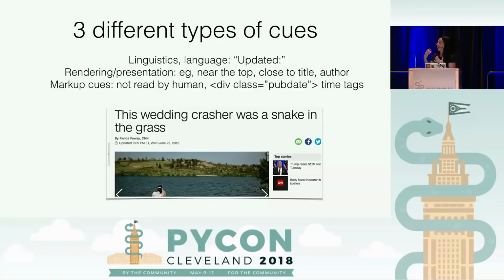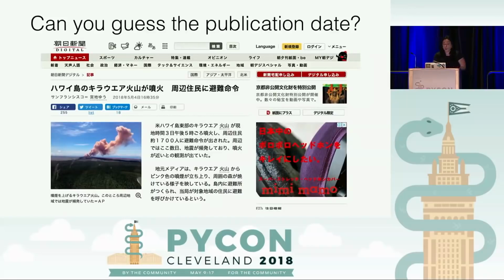But so these are things that a human just reading the article doesn't see, but for us they carry a lot of information as developers trying to solve this problem. These cues are actually so strong that even in a language that we don't necessarily understand, we can still kind of muddle through and probably figure out when this was published. If you're a Japanese speaker or you read Chinese characters, sit this one out, because it's probably easy for you as well.